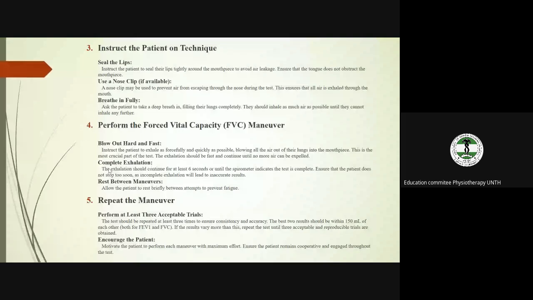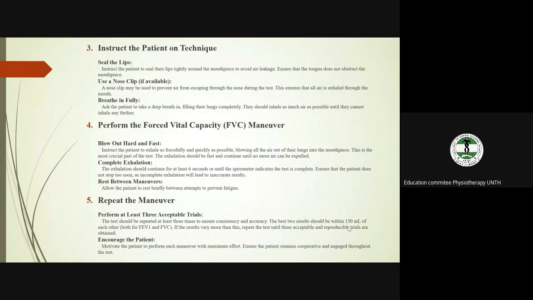The patient blows the air into the spirometry machine, making sure that the lips are tightly closed around the mouthpiece. Then perform the forced vital capacity. Blow out hard and fast. It's a fast test. It's not like you just blow air. You blow it with speed. In fact, you call it speed. It's for the patient to exhale forcefully and as quickly as possible.